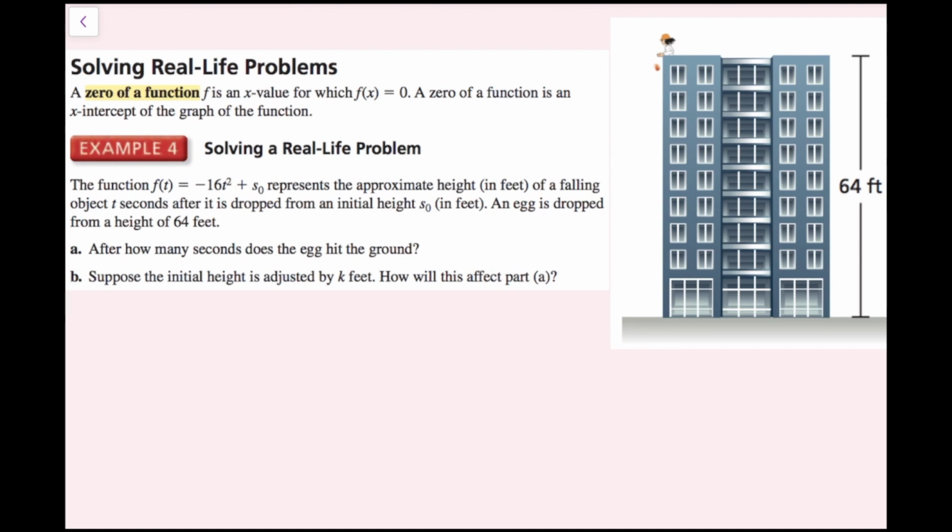An egg is dropped from a height of 64 feet. Part A. After how many seconds does the egg hit the ground? B. Suppose the initial height is adjusted by k feet. How will this affect part A? So we're going to start with part A here.